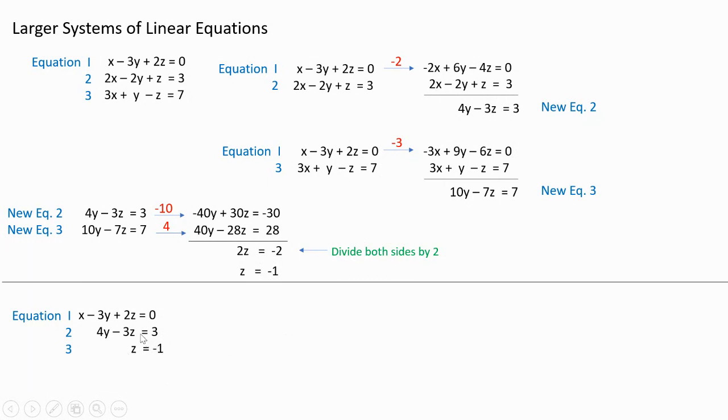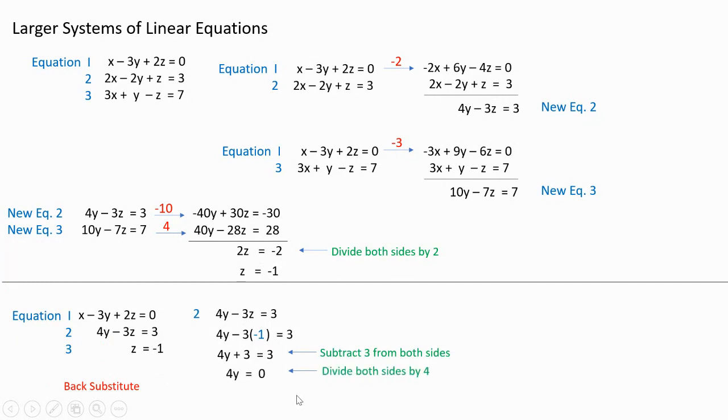Right? So I already know what the value for z is. So now I'm going to go to equation 2. With equation 2, I'm going to plug in -1 for z and solve for y. Z is -1, so that gives us 4y plus 3 equals 3. We subtract 3 from both sides. So 4y equals 0, so we divide both sides by 4. So we got that y equals 0, right?